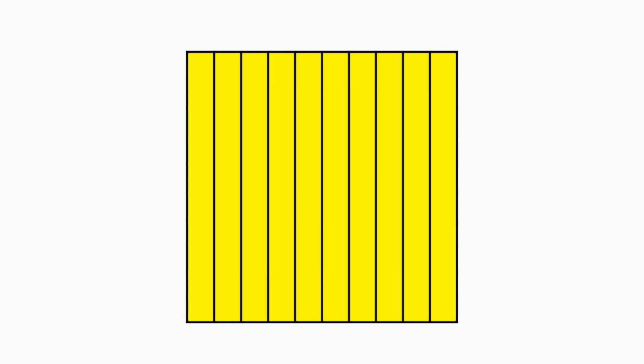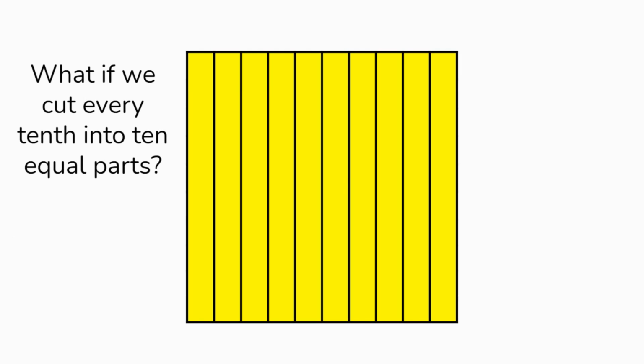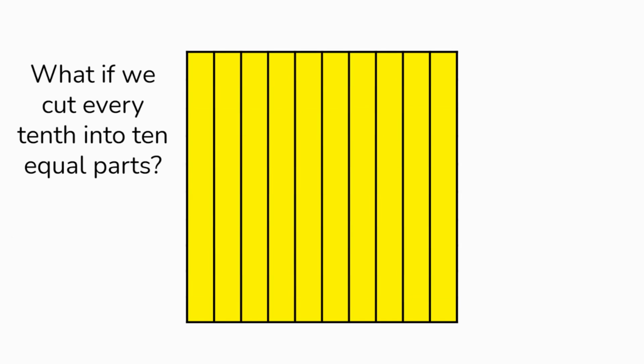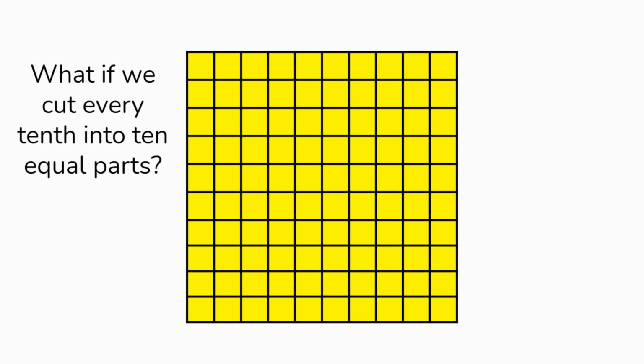So let's talk about what if we took tenths? What if we took every tenth and cut those into 10 equal parts? Now the pieces have gotten even smaller, right? Remember, this whole thing is a ones cube. It's equal to 1. And now we've cut it into 10 tiny pieces. And now we've taken those pieces and cut those into 10 tiny pieces. Now we have really tiny pieces.